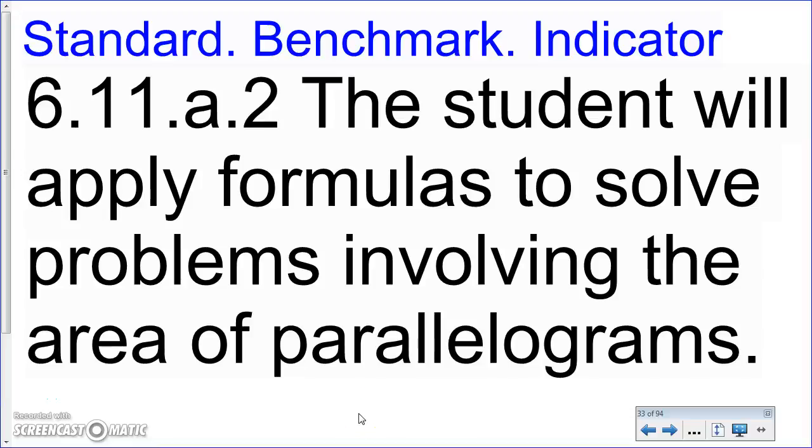Today we will be learning about finding the area of parallelograms. So the first thing I need you to do is to open your math notebook to a clean page and copy down the SBI at the top. The student will apply formulas to solve problems involving the area of parallelograms. If you need to, you can pause the video here to copy down the SBI.